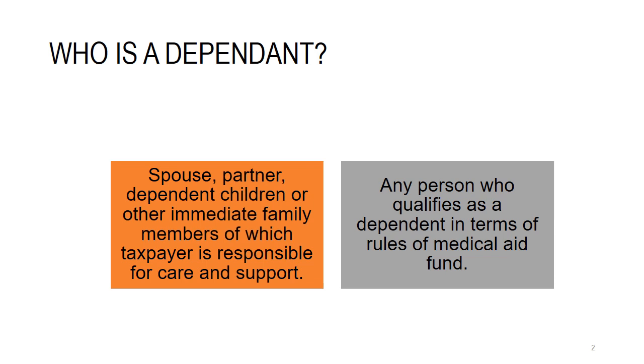So it's important for this one to understand who a dependent is. If the taxpayer belongs to a medical aid, we will always look at the medical aid, because if somebody is a dependent in terms of the rules of the fund, then we will accept that for tax purposes. Alternatively, if we look at the definition of dependent, it's the spouse, partner, dependent children, or other immediate family members of which the taxpayer is responsible for care and support.